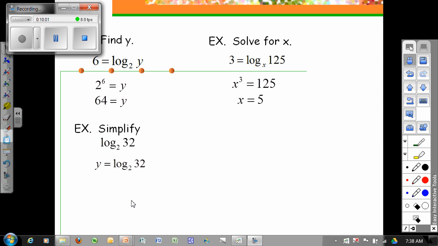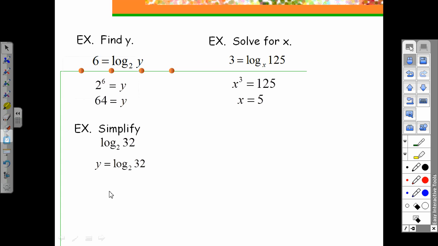Let's see. We converted this so that we had y equals log base 2 of 32. So now we can put this in exponential form. So we have 2 to the y is equal to 32. And now we can say, oh, well, you would raise 2 to the 5th power to get you 32. Alrighty.